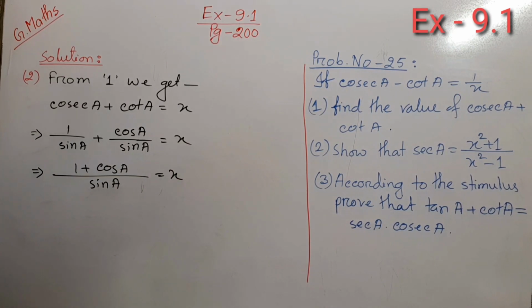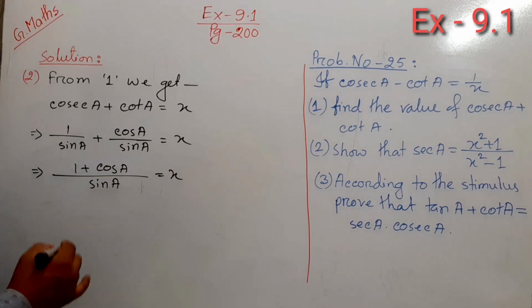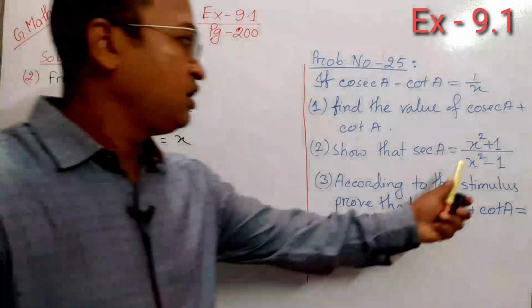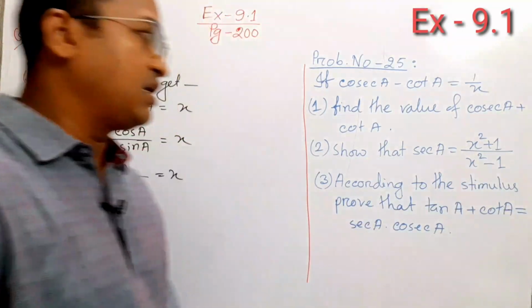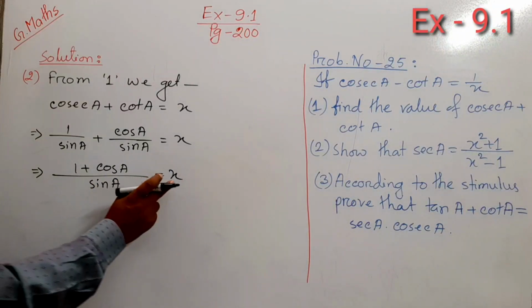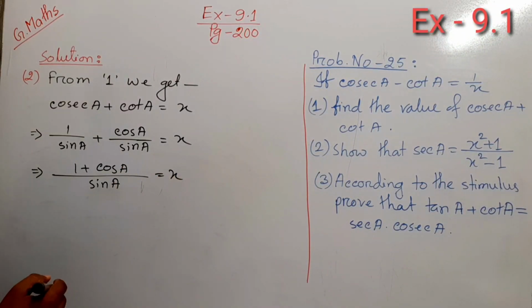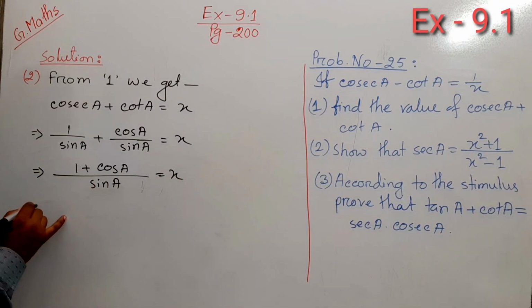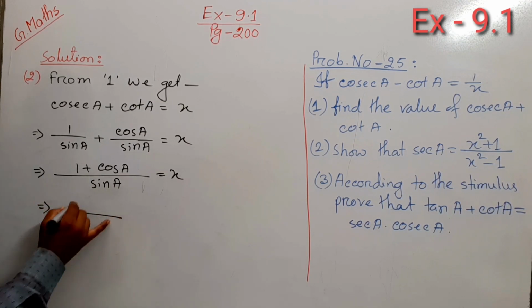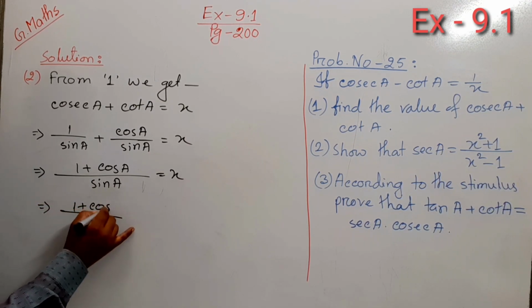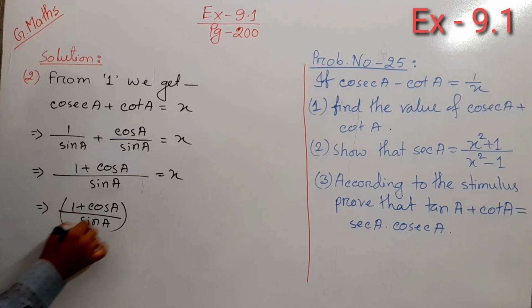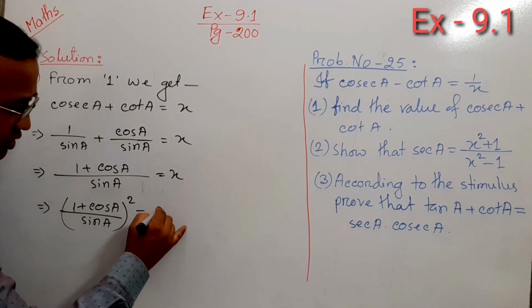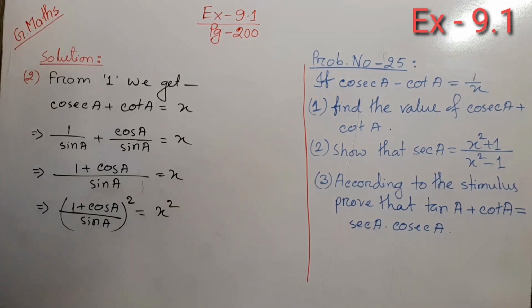Now we will take the square on both sides. Why will we take the square on both sides? Because in the right hand side it is x square plus 1 by x square minus 1. So we need to make this x into square. So we take square on both sides. So it will be 1 plus cos A by sin A whole square equals x square.